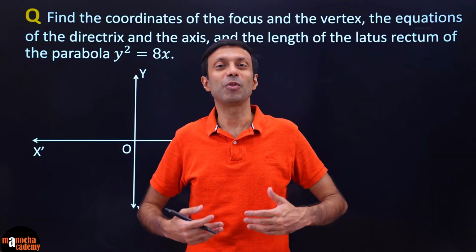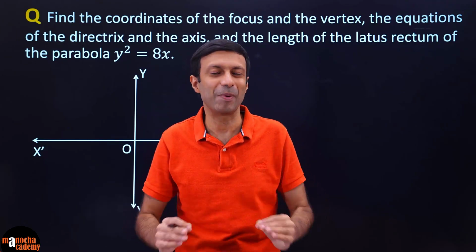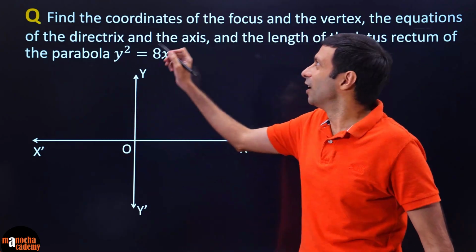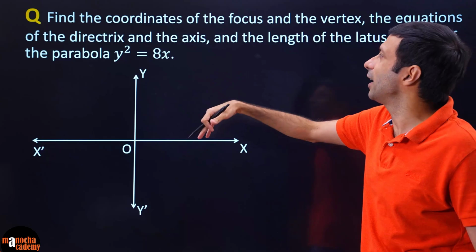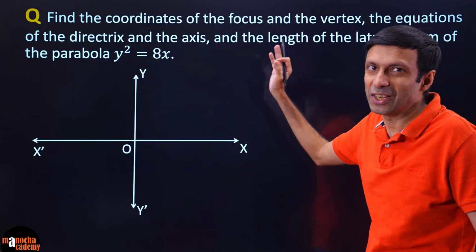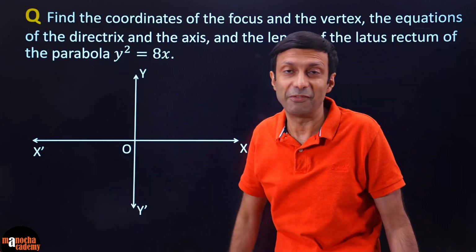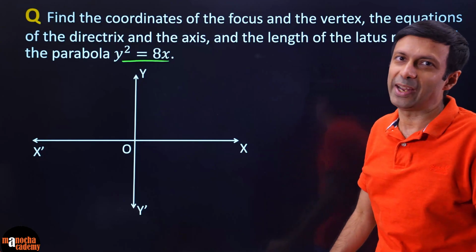Now that you know the concept of parabola, let's practice some questions. So I want you to pick up your pen and paper here and let's try these together. Here's the first question. Find the coordinates of the focus and the vertex, the equations of the directrix and the axis. Oh my God, they've asked us a lot of things. And the length of the latus rectum, they've not left anything, of this parabola y square equal to 8x.